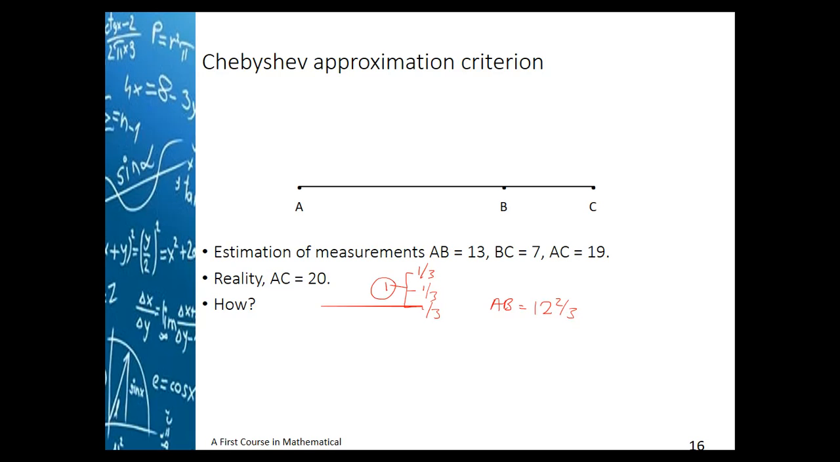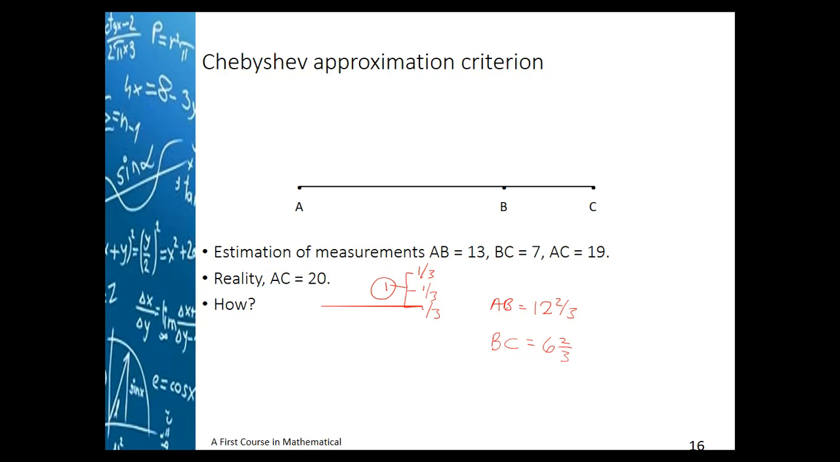So let's say one third, it does not make sense if I put 13 and get it bigger into 13 1/3, isn't it? Because you already lose out 1 centimeter. So that's why you reduce to 12 2/3, and then your BC you also reduce, and it becomes 6 2/3, because you take out one third from your 7.